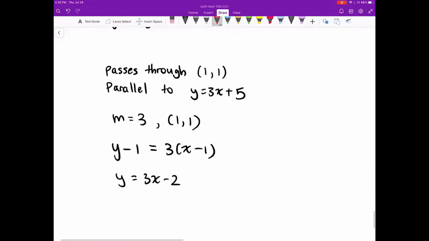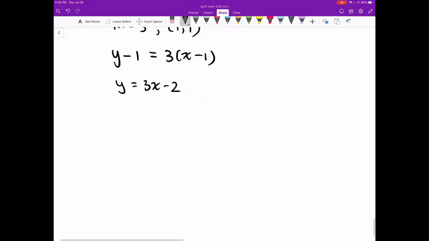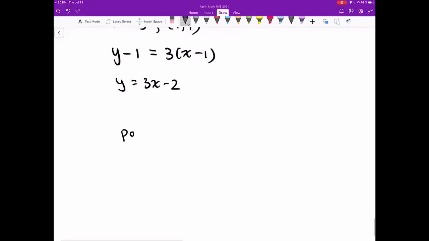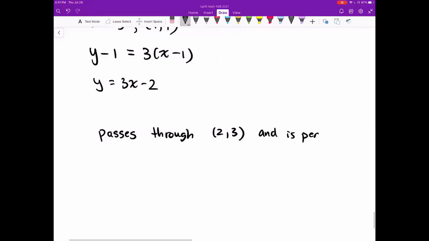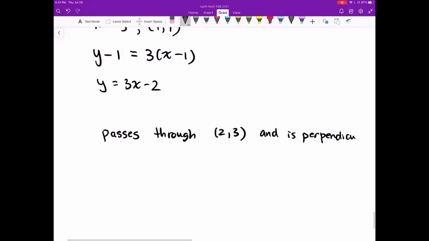Okay. We can have another example for you guys to try. Let's say a line passes through (2, 3), and it is perpendicular to y equals 5 over 3x plus 1. Find the equation of the line. You can type your answer in the chat when you're done.